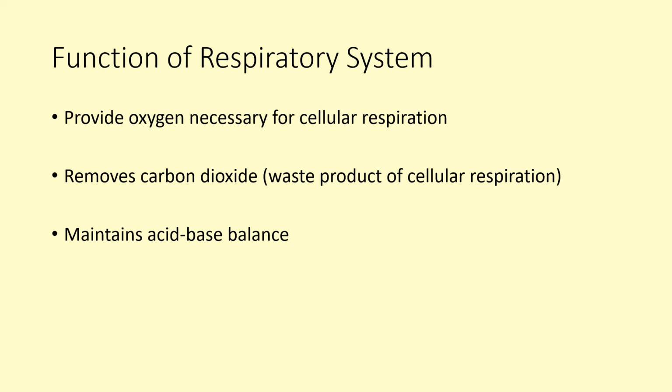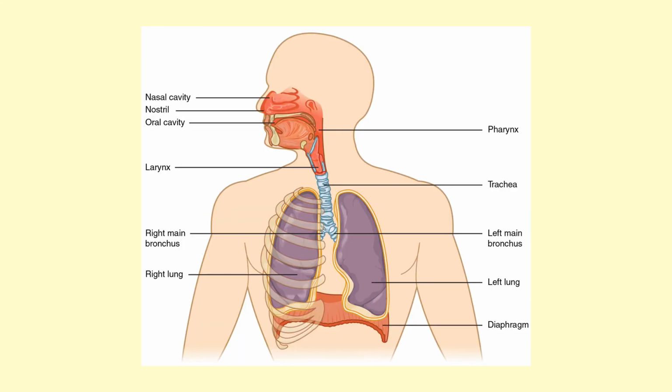It also plays a huge role in the acid-base balance and maintaining that balance. If you look at this picture here, you can see the respiratory system and the components of it, starting with the nasal cavity, the nostrils and the nose. As you breathe in, the air is going to circulate around the nasal cavity, go down the pharynx to the trachea, which then branches to the left and right lung. Once it branches, it's called the primary bronchus or bronchi, plural.